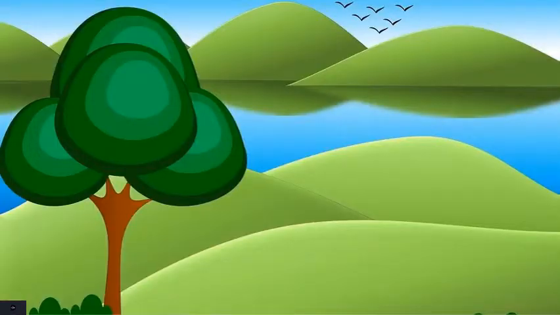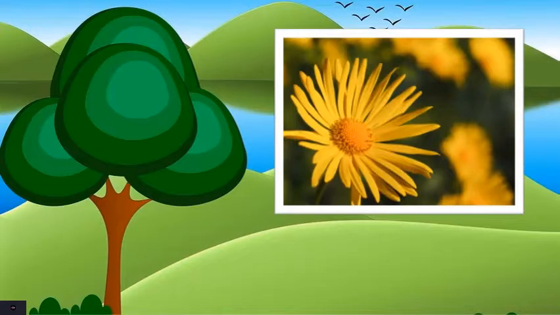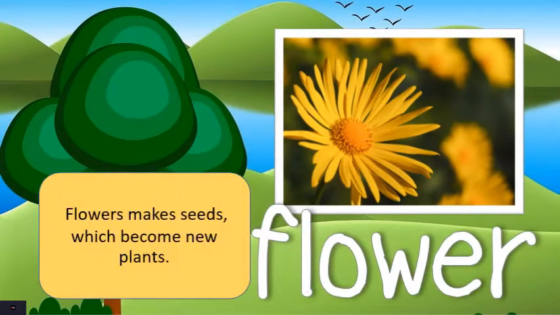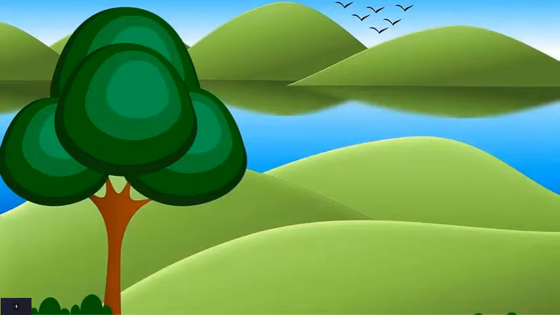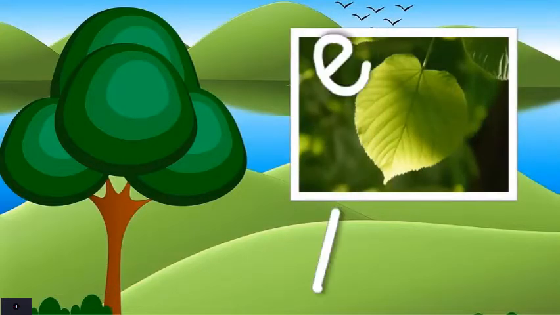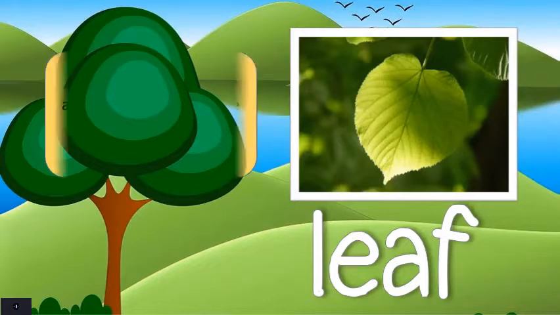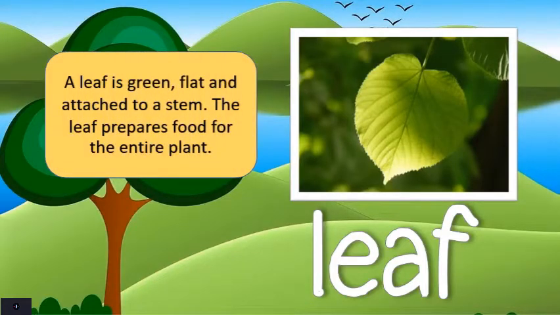Number 1. Flower. Flower makes seeds which become new plants. Flower. Now repeat after me. Flower. Number 2. Leaf. A leaf is green, flat, and attached to a stem. The leaf prepares food for the entire plant. Leaf. Now follow teacher. Leaf.